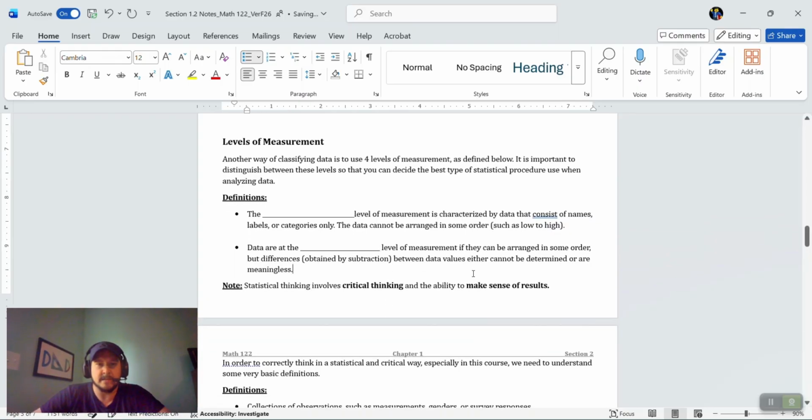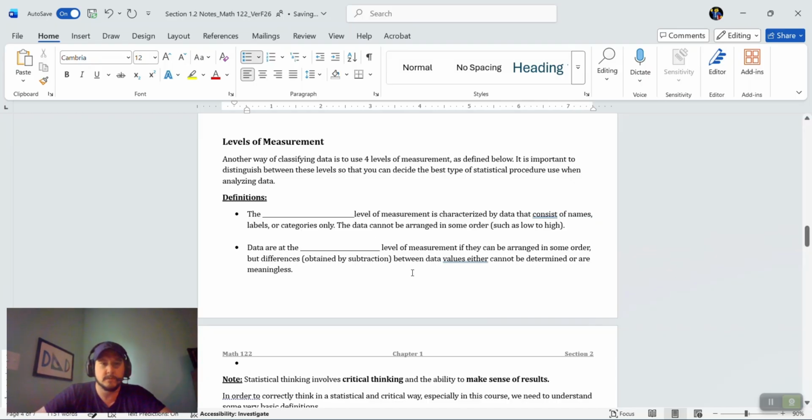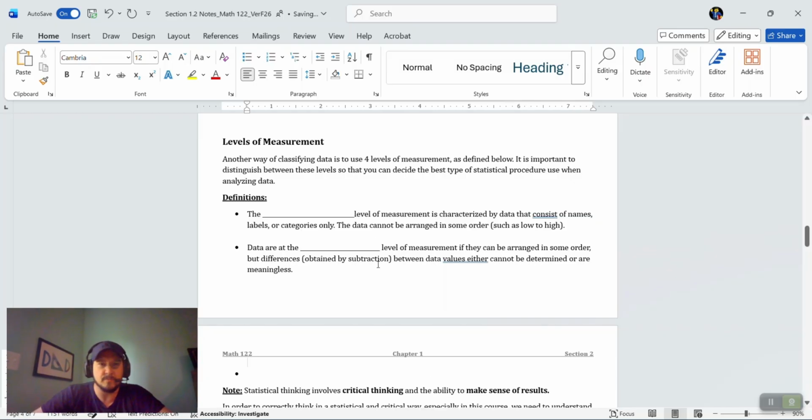Okay, data are at the ordinal level of measurement if they can be arranged in some order. So if you practice religion, let's say the Catholic faith, then you're probably aware of something known as ordinal time. Order is the root of that word ordinal. There's a particular sequence of events that go in a particular order.